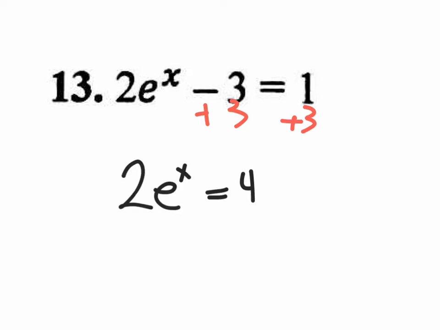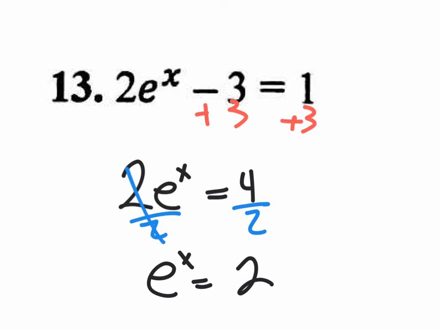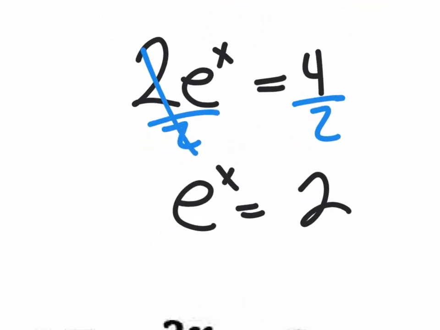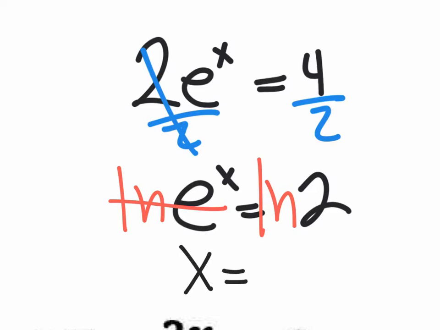You have 2e to the x equals 4. Then you're going to divide both sides by 2. And of course, we're going to get e to the x equals 2. Now, how do I get rid of the base e? Ladies and gentlemen, how do I get rid of base e? ln. So we're going to apply a ln to both sides. That'll cancel it out. X comes down equals ln of 2. I don't know if they leave it like that or they actually type it into the calculator and get a decimal answer. But either way is easy.